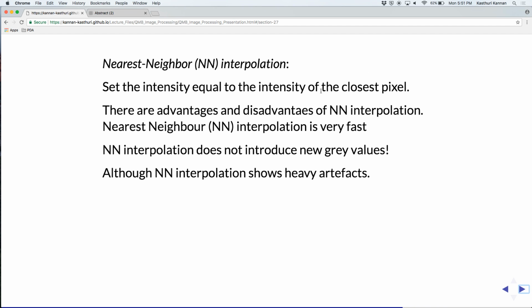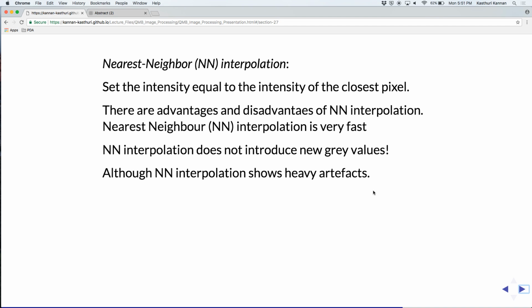So, what the nearest neighbor does is it sets the intensity to the closest pixel: it takes the nearest neighbors of those pixels in the original image, and then keeps that as the intensity. Right? There are advantages and disadvantages. It's very fast. You just need to look it up once. And it does not introduce any new gray levels in the image, although interpolation shows heavy artifacts.